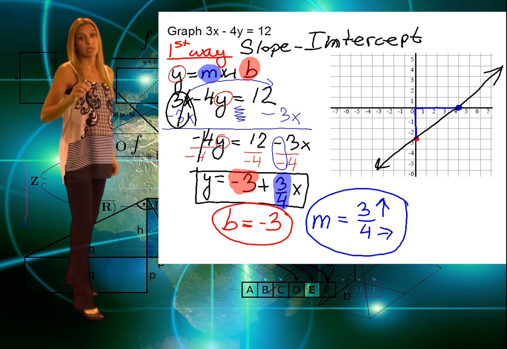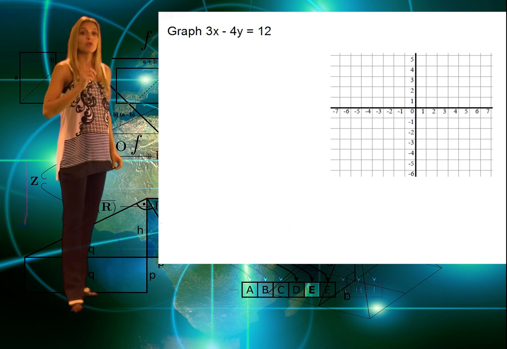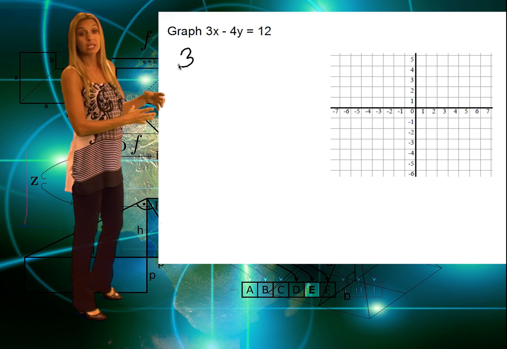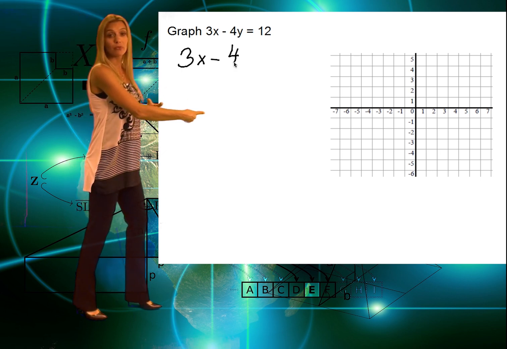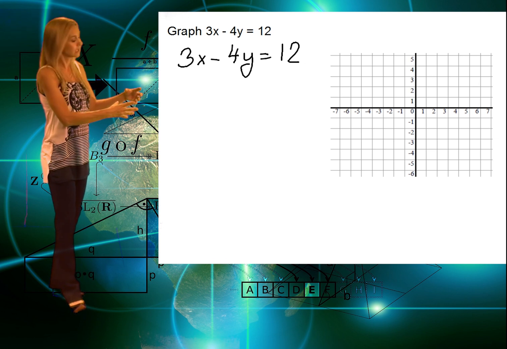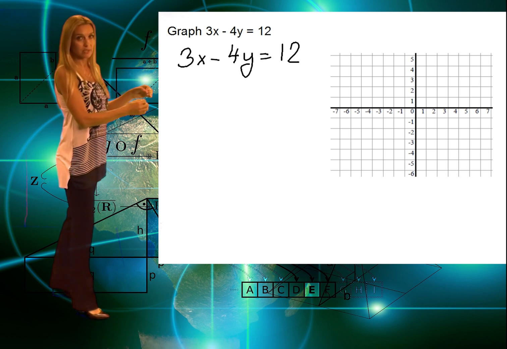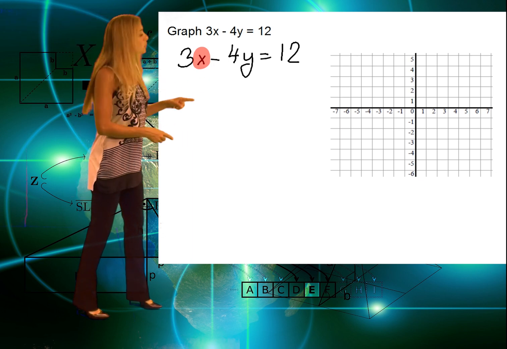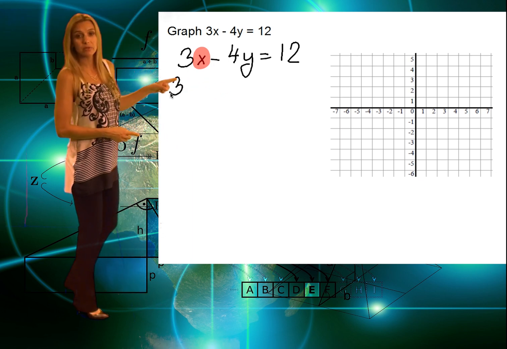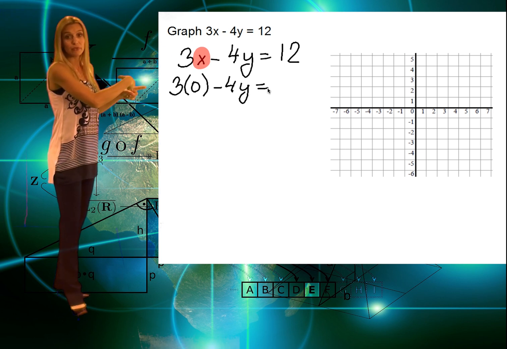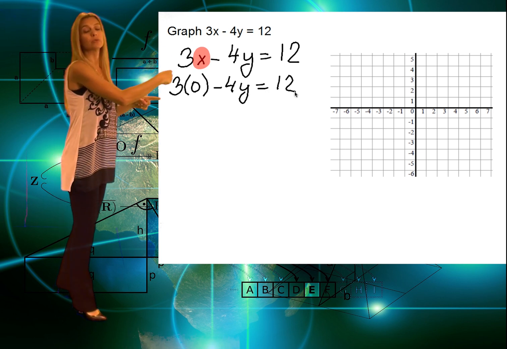Now let's look at if we can apply the second way. The second way said we will substitute 0 for x, for instance, and then we're going to be able to solve for y. So let's substitute 0 for x. So I have 3 times x, which is 3 times 0, minus 4y equals 12. Well, 3 times 0 is what? That's 0. So now that thing is gone, and I'm left with negative 4y equals 12.